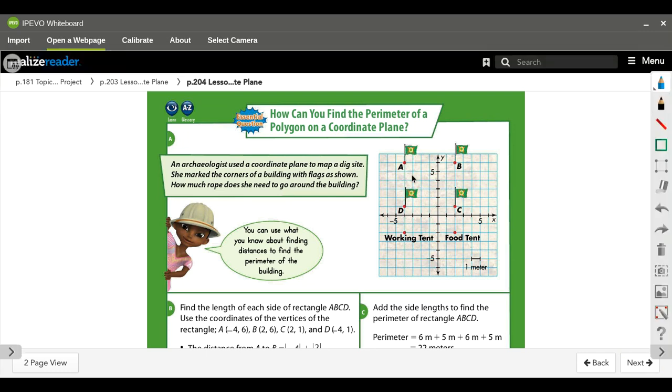So the first thing I'm going to do is look at what the coordinates are. We'll just start with point B. The coordinate for B, if I look at this, is going to be: 1, 2, I'm going to go over 2 and up to 6. So it's going to be (2, 6).